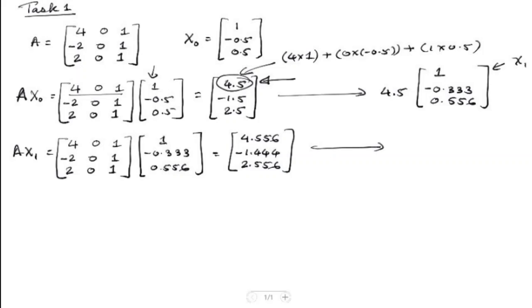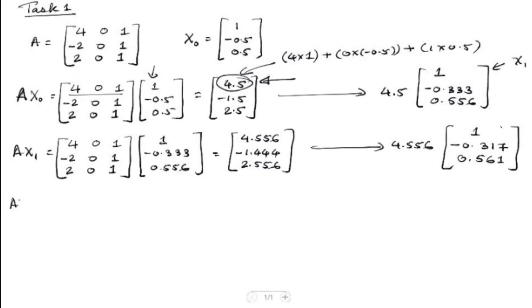So now to keep the first element as 1, we'll take out common 4.556, and when we take it out as common, we divide every other element here by this number, the eigenvalue. So this will give us 1, minus 0.317 and 0.561. Okay, now this one here is our x2.